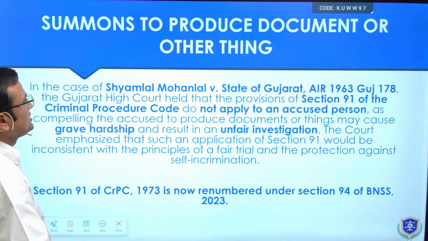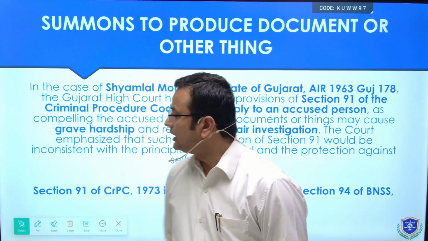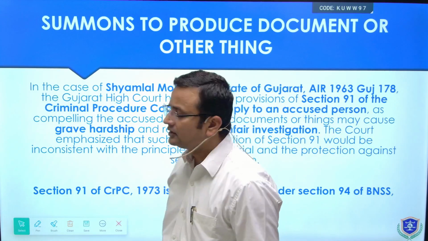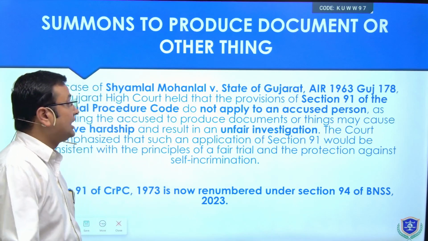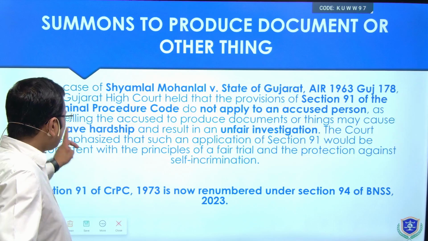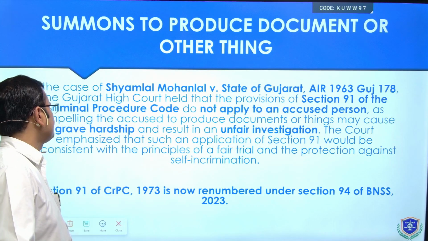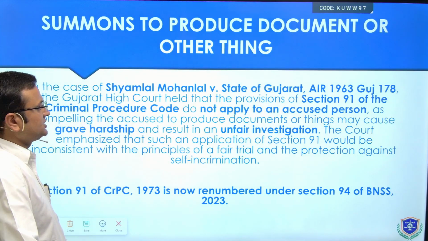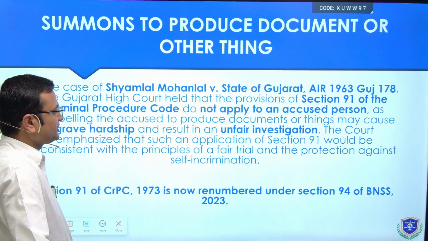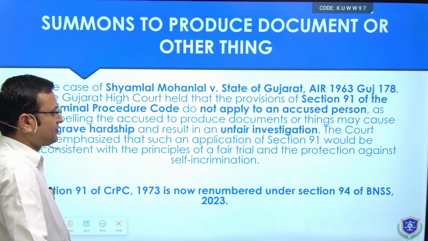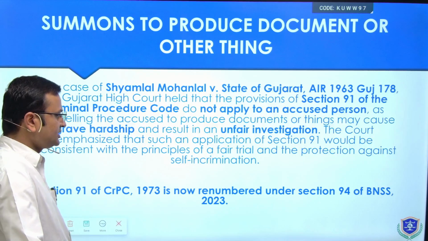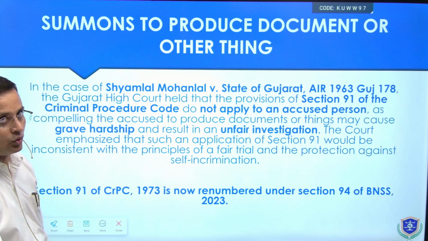Because it says summons to produce document or other things, and in the case of Shyam Lal Mohan Lal versus State of Gujarat 1963, the Gujarat High Court held that the provisions of Section 91 of the Criminal Procedure Code do not apply to an accused person, as compelling the accused to produce documents or things may cause grave hardship and result in an unfair investigation. The court emphasized that such an application of Section 91 would be inconsistent with the principles of a fair trial and protection against self-incrimination. So this is Section 91 of CrPC, which has now become 94 of BNSS.